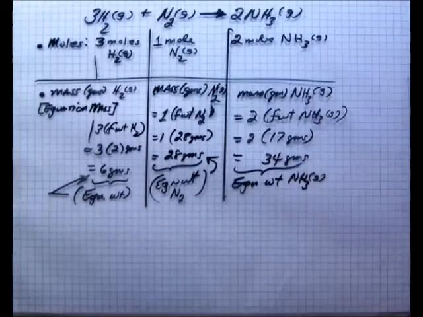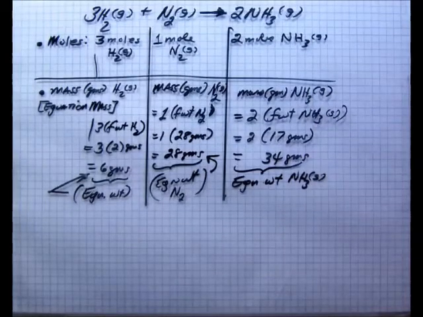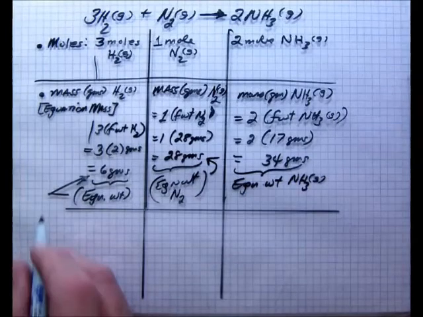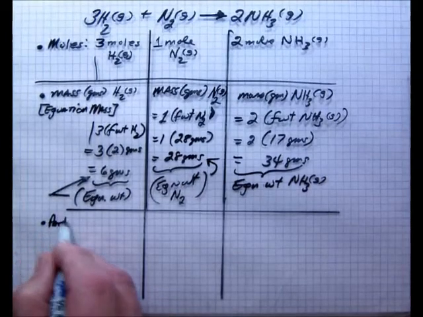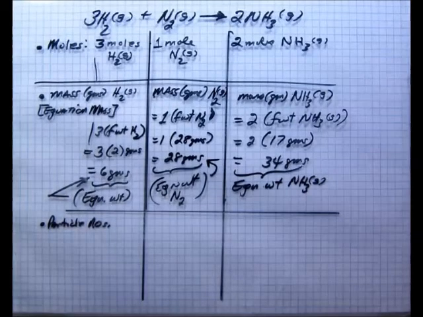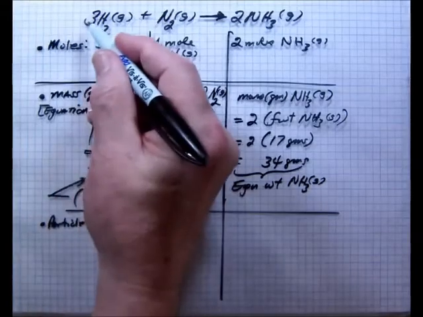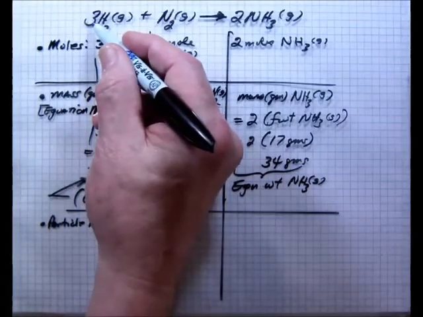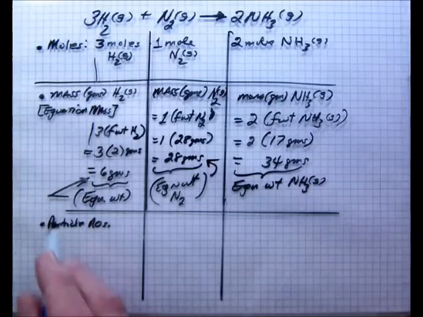You can also obtain what are called particle numbers in relationship to Avogadro's number. Particle numbers related to Avogadro's number are just the coefficient times Avogadro's number. So if you're interested in the real number of particles based on the equation, this is 3 moles, and 1 mole is Avogadro's number, then 3 times Avogadro's number.